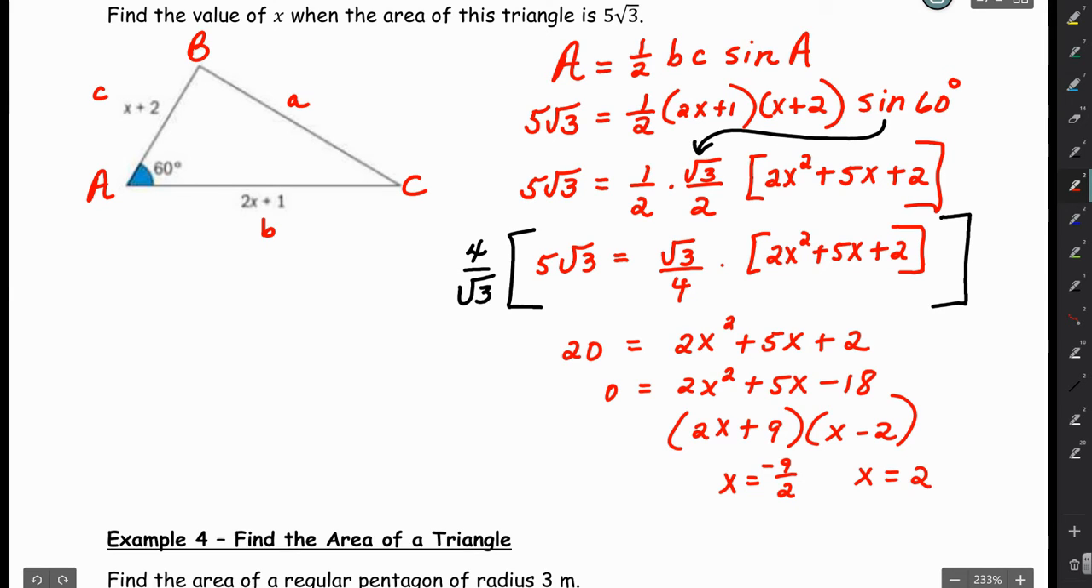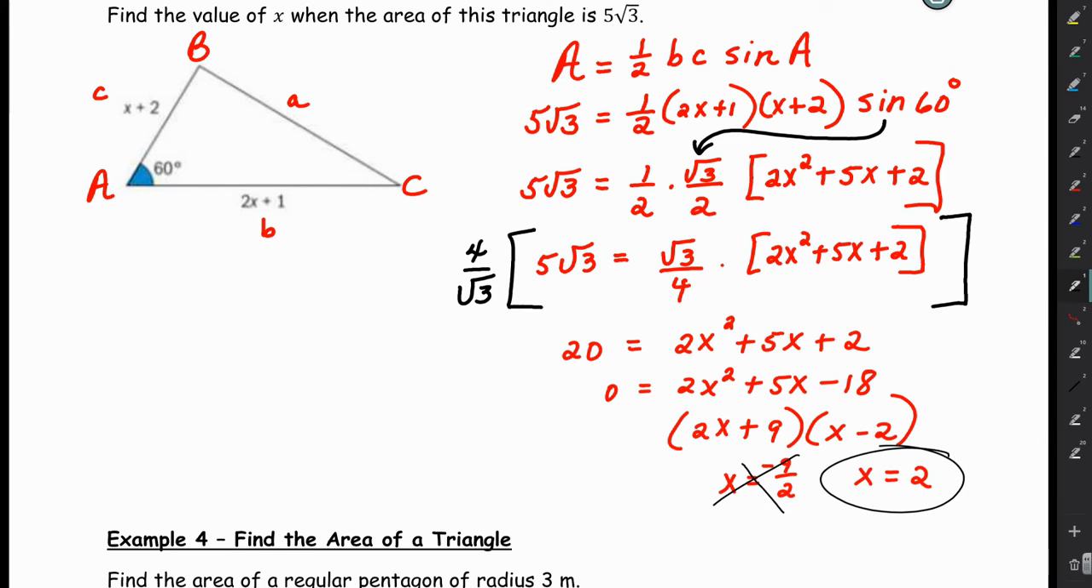Well, when I look at the problem, -9/2 does not work in the context of this problem because if I put -9/2 in there, I'm going to get a negative number out, and you can't have a negative length of a side. So I know that this guy doesn't work, and this is my answer.